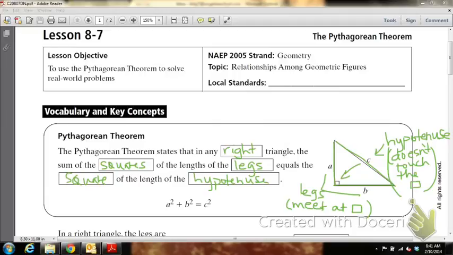So here's the formula that we're going to use. A squared plus b squared equals c squared. That's super important. You're going to want to memorize that. C is always the hypotenuse. So fill that in before we scroll down and fill some more things in.